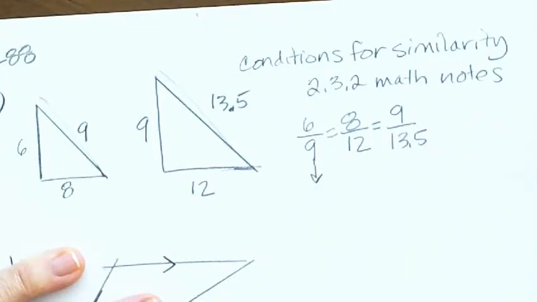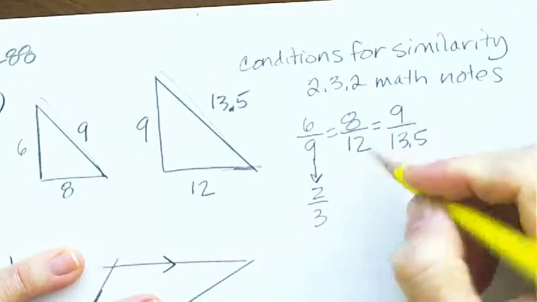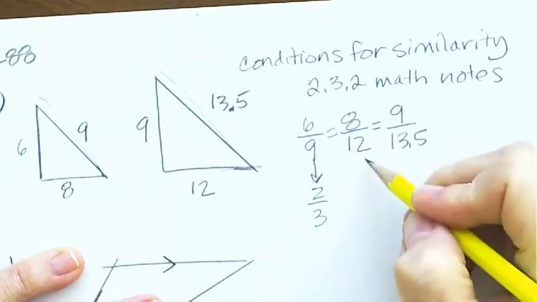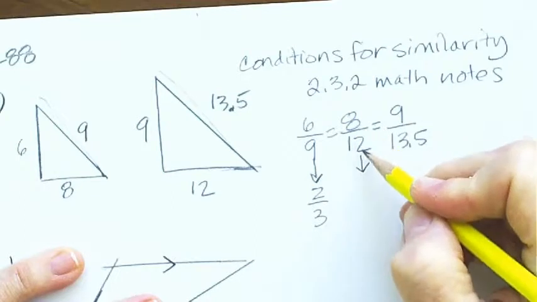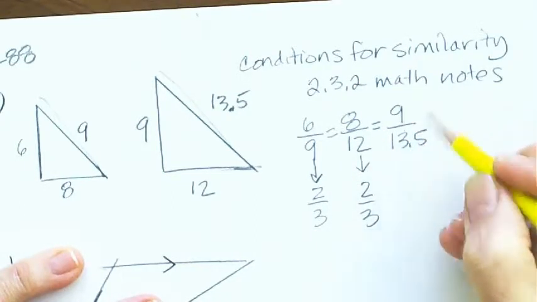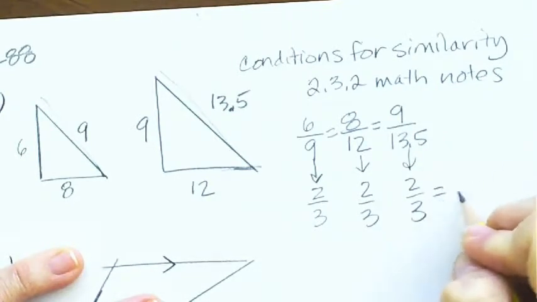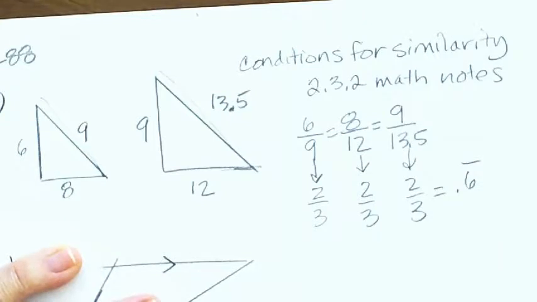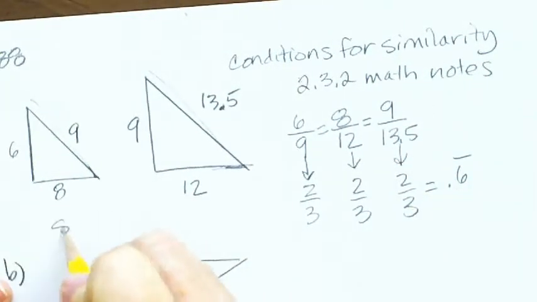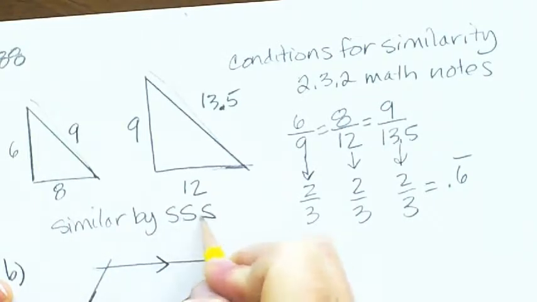Your calculator at home is probably going to give you a decimal. The one at school would reduce to lowest terms. 6/9 reduces to 2/3. 8/12 reduces to 2/3. And 9/13.5 reduces to 2/3. Now, if you did this at home, you probably got 0.6 repeated for all 3 of those. That means that these are similar by SSS.